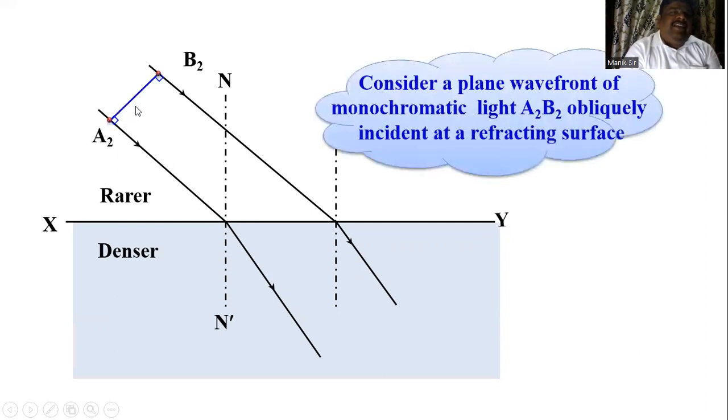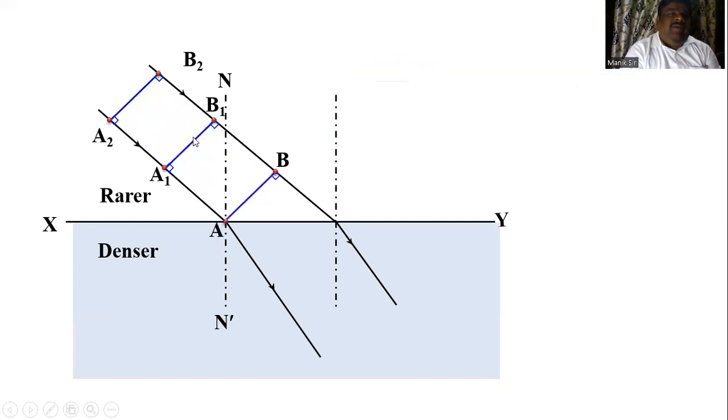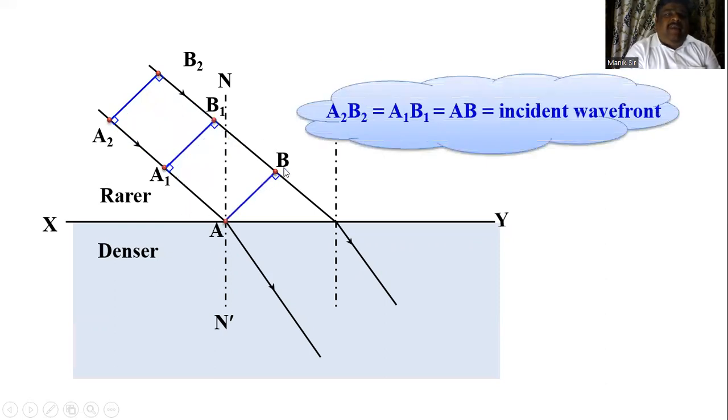This is the incident wavefront and it is coming towards the surface XY. Now its position is A2B2, then it will come to the position A1B1, and then it will come to the position AB. Now A is the point at which the incident wavefront reaches first.